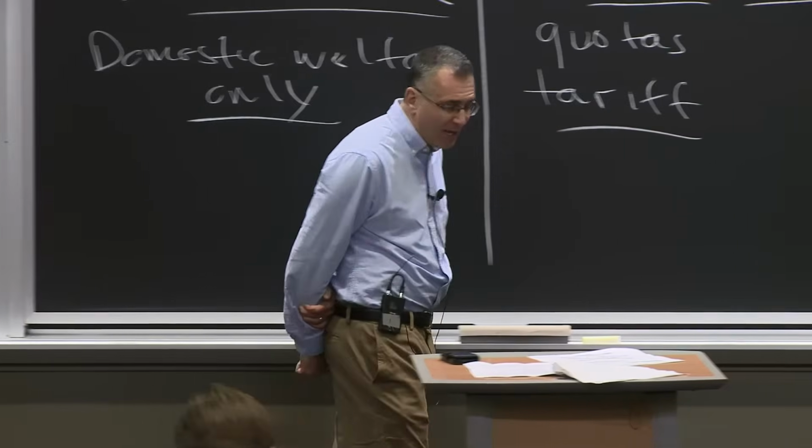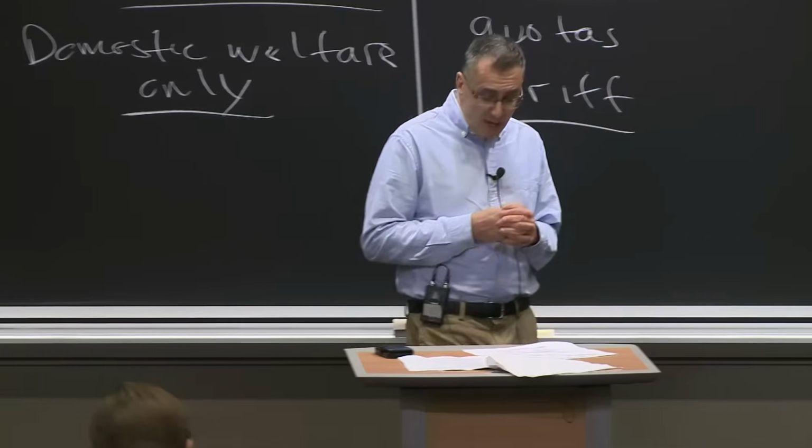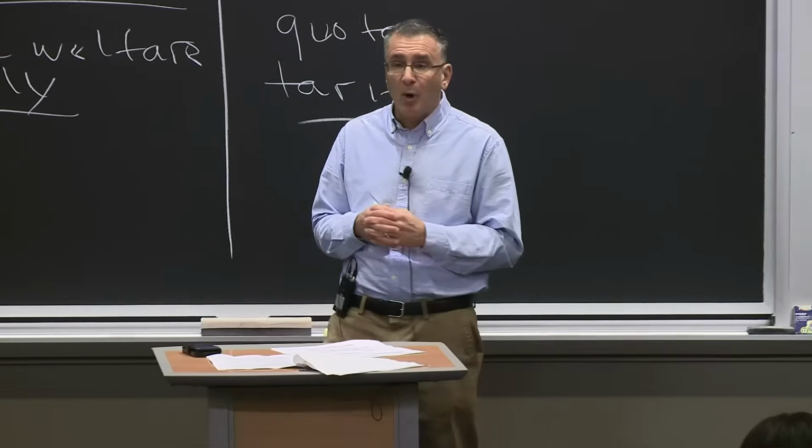So let's say, for example, the tariff is high enough that the world price, the price paid in the US, rises from PW to PT, the gap being the amount of the tax. With untaxed trade, the US would pay PW for roses. Now, when we tax trade, that price goes up to P sub T. Okay? So now let's ask, what does that do to the market?